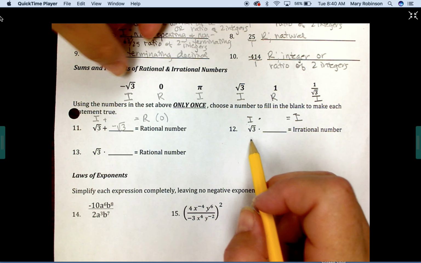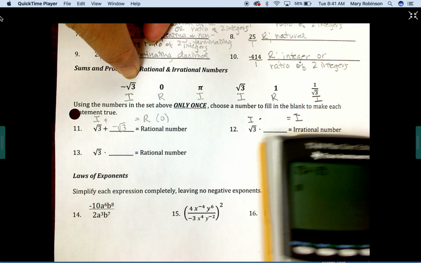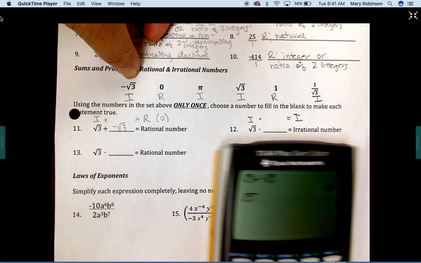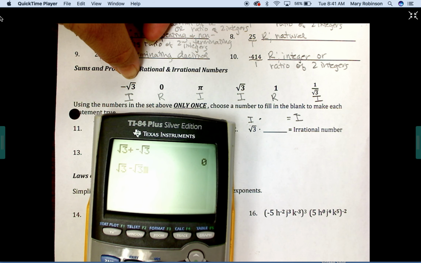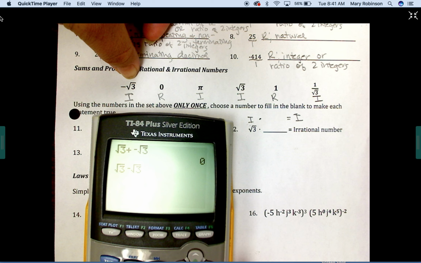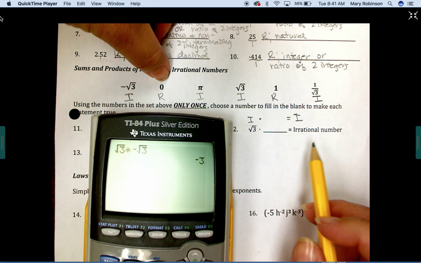If I choose negative square root of 3, let's type it in. So I'm trying to multiply the square root of 3, hit the right arrow, times negative square root of 3. We want to see if we get an irrational number. Oh, goodness, I forgot my multiplication sign. Let me try that again. Square root of 3 times negative square root 3, and that gives us negative 3. Well, that is rational, not irrational, so I want to try something else.